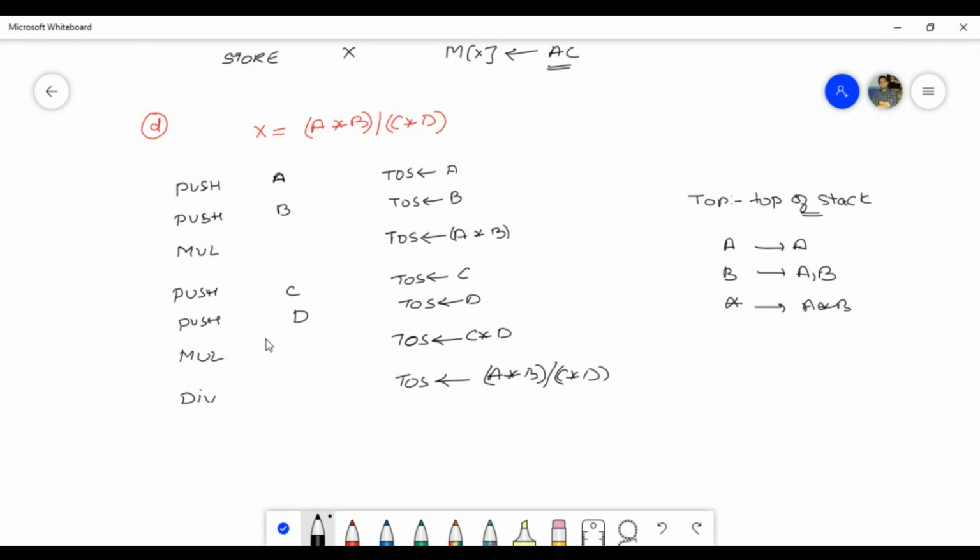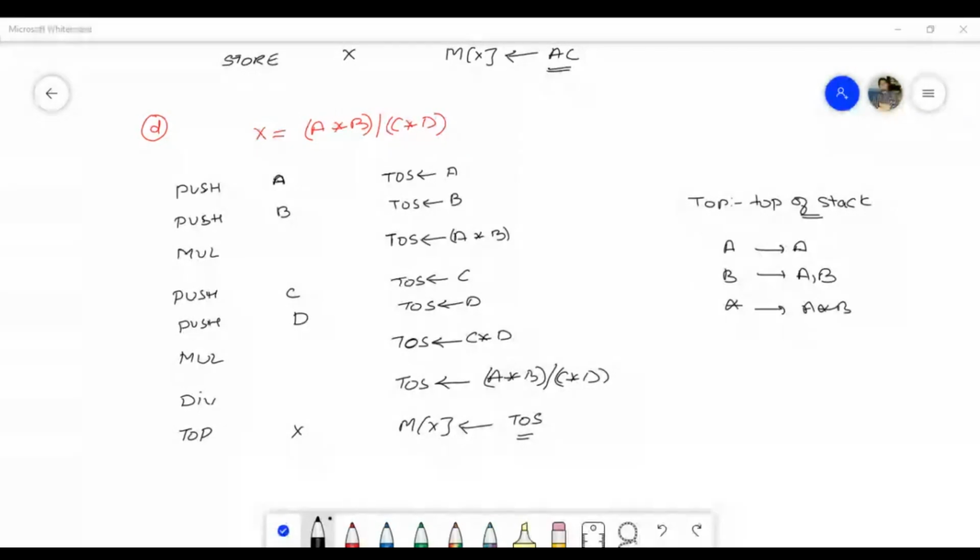So top of stack consists of A cross B by C cross D. So that means the memory address X implies top of stack. This is for zero addressing. So let us come to the final addressing modes.